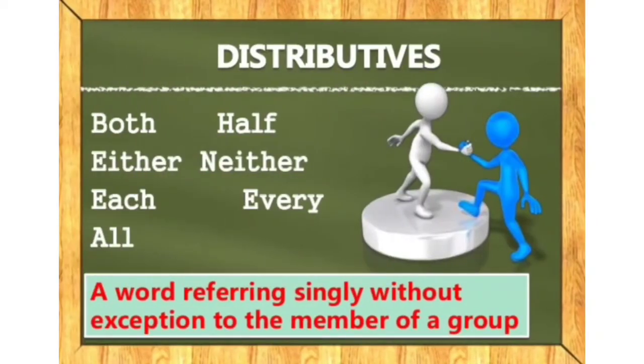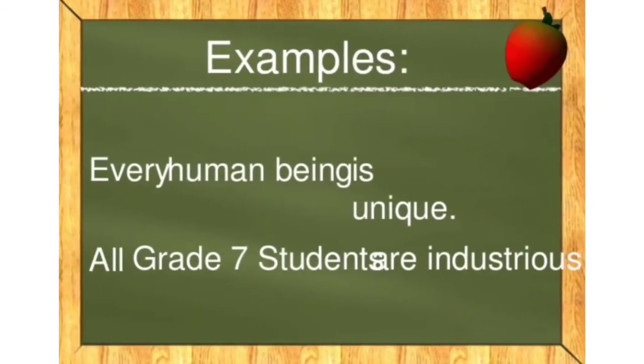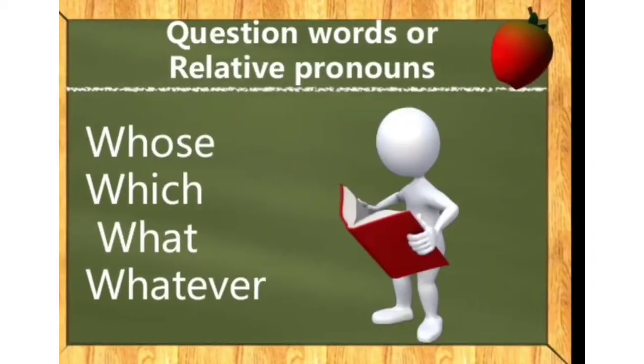Distributives: both, either, each, all, half, neither, every. Distributives are words referring singly, without exception, to the members of a group. Example: Every human being is unique. All grade 7 students are industrious.